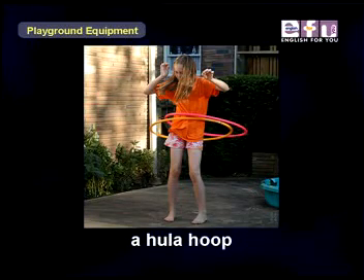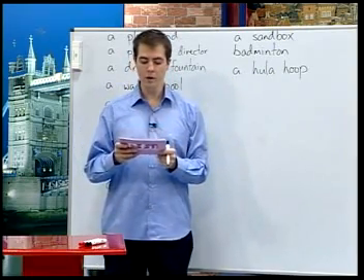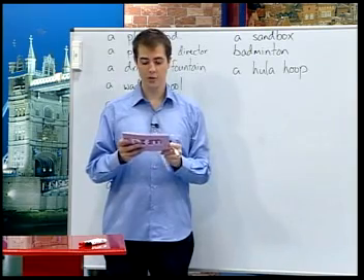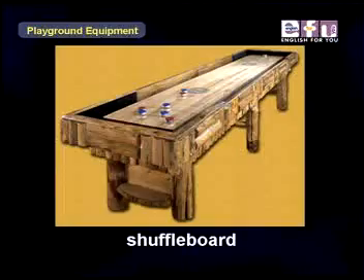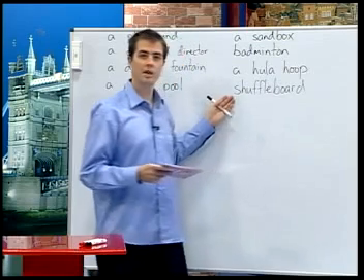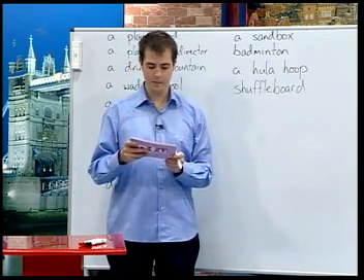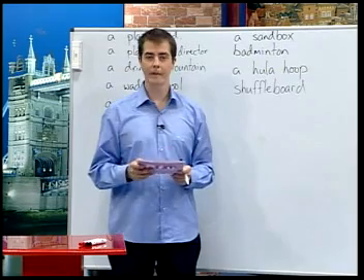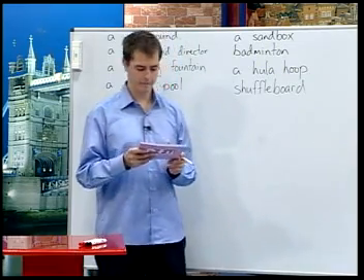A hula hoop. Well, a hula hoop is a large ring that you swing around your waist by moving your hips. Shuffleboard. A shuffleboard is a game in which you use a long stick to push a round, flat object towards an area with numbers on it.